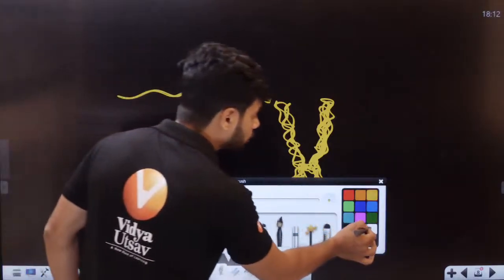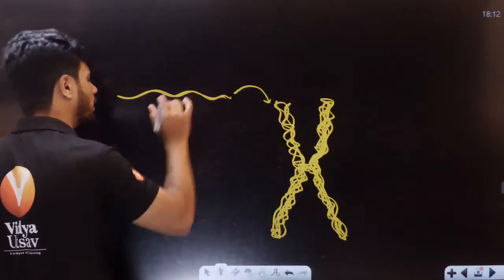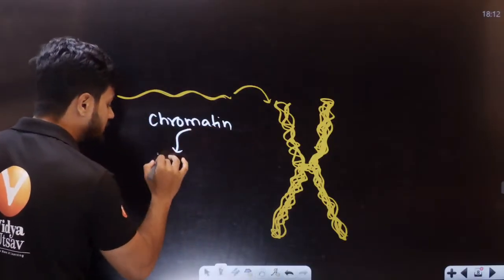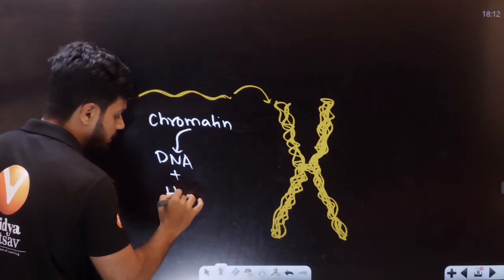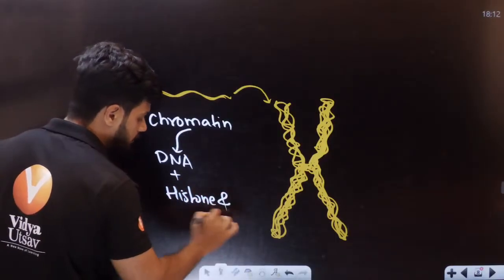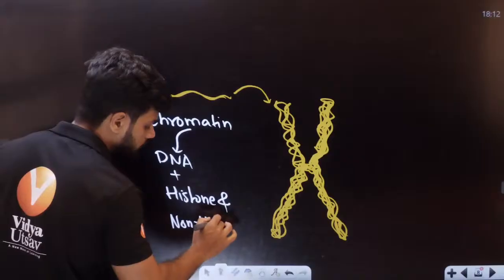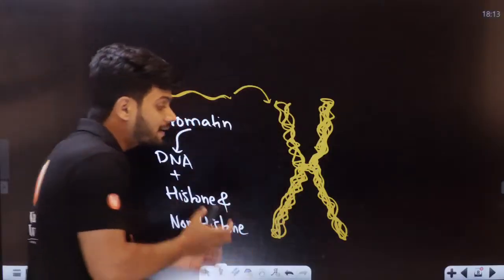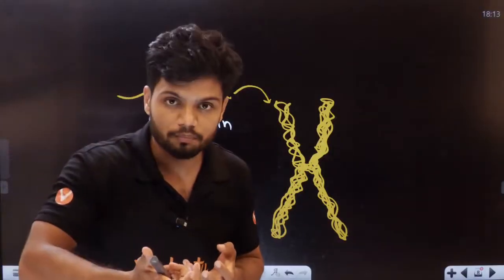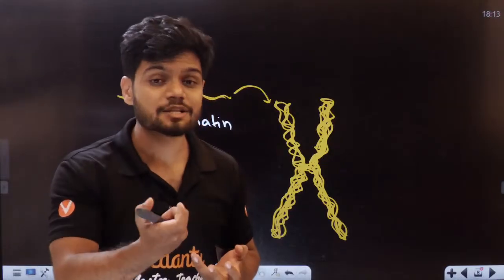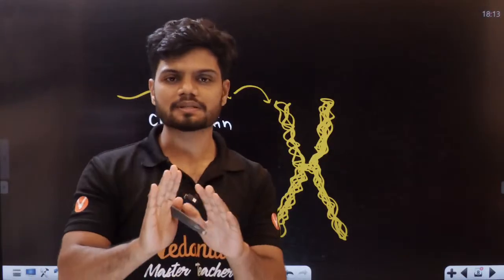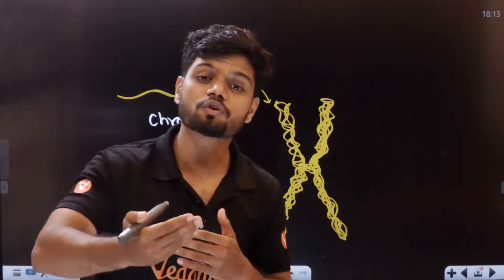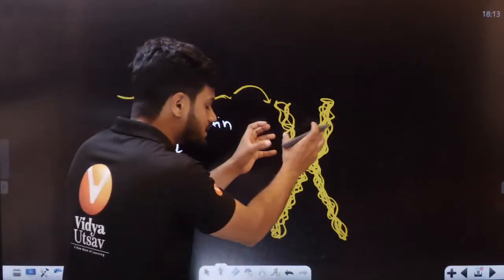So from one chromatin, the long thread, this chromatin has the DNA in it, DNA plus histone and non-histone protein. Now if I take this chromatin and give it a shape, if I condense it, it will give you a chromosome. So all of you know now what exactly a chromosome is. A chromosome is nothing but a structure, a condensation after chromatin. So if I take a chromatin and condense it, I get a chromosome.